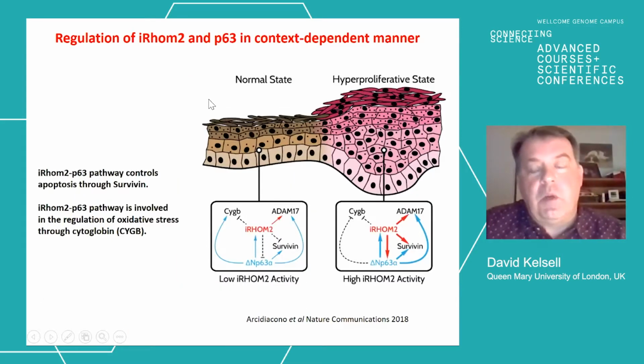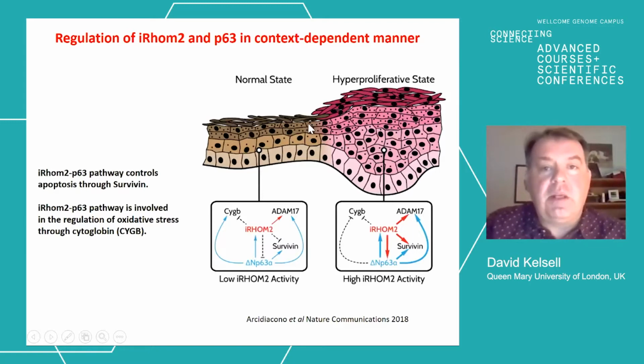And so the working model we have is that in normal homeostasis, P63 regulates iRhom2, which in turn represses P63. Whereas in disease situations, such as TOC or in wound healing, you see P63 activates iRhom2, which then feeds back, and you get high levels of iRhom2 activity. And this then affects proteins such as ADAM17, but also we've shown it affects downstream pathways which are involved with regulating apoptosis and also oxidative stress.